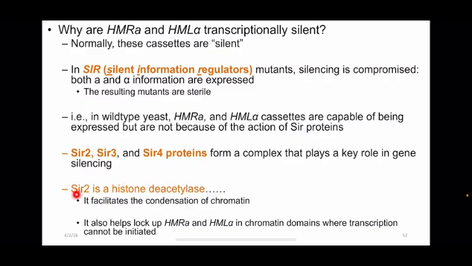So Sir2 is a deacetylase. It comes in to remove acetyl groups, so it facilitates the condensation of chromatin, or the formation of heterochromatin. It also helps lock up HMRa and HMLα in chromatin domains where transcription cannot be initiated. That simply means it helps silence them, right?